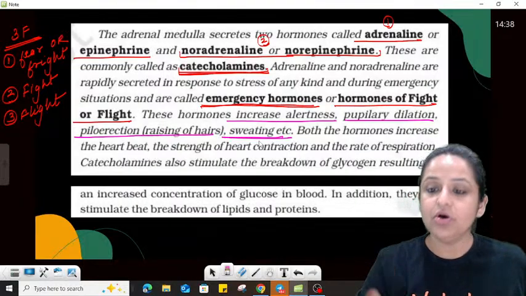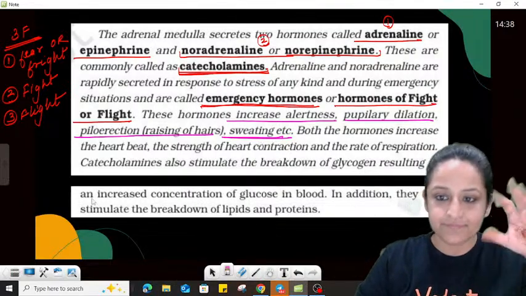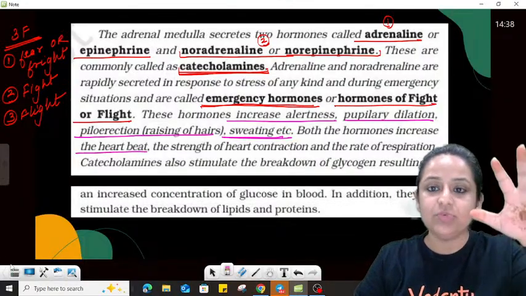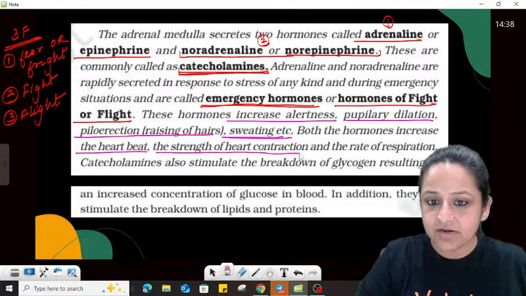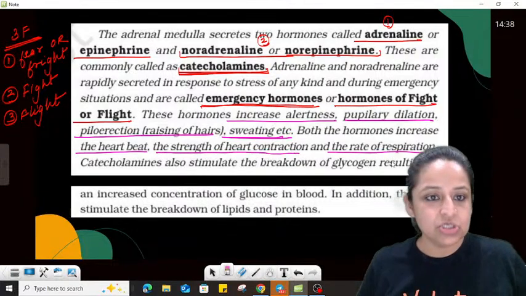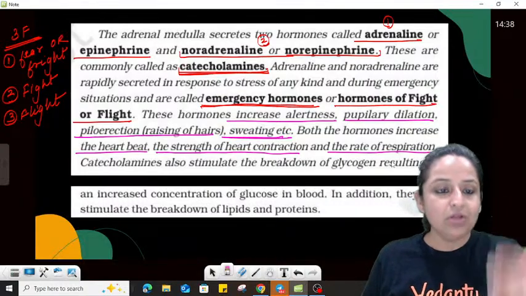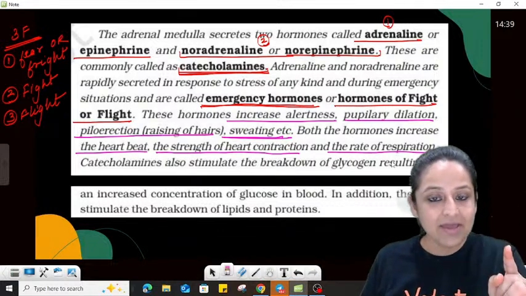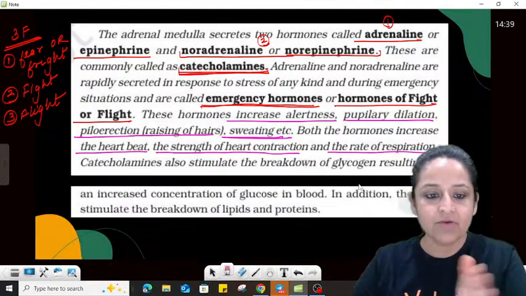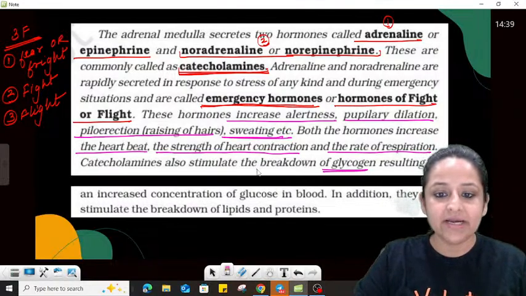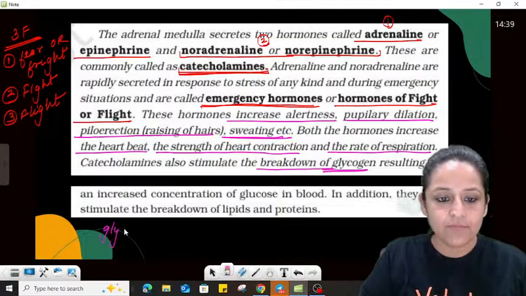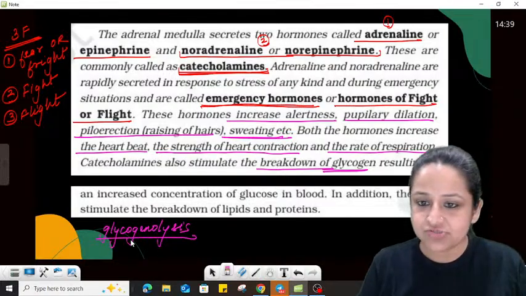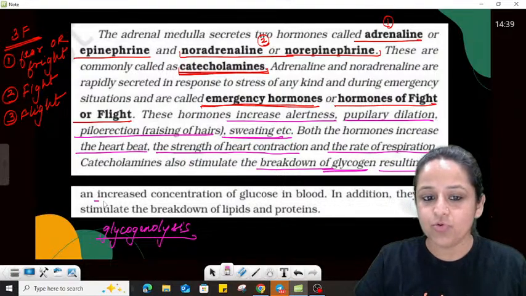Also, both the hormones increase the heartbeat. Then they increase the strength with which the heart is contracting. They also increase the rate of respiration. All these activities are done to promote more and more oxygen reaching the cells. Why? Because the cells are going to break down glycogen. Breakdown of glycogen, glycogenolysis, is happening, so that there is more and more glucose in the blood.